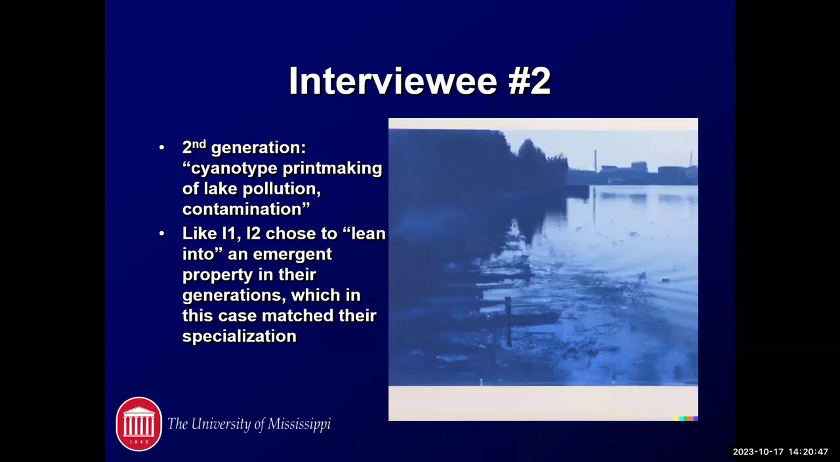You can see here their second generation, which was to add the word cyanotype to their query. Again, they chose to lean into an emergent feature that they saw in the earlier generations. And again, this also matched their specialization quite well. You can see the result there. It has the proper cyan hue now, and it also has white bands at the top and bottom, which are suggestive of a Polaroid photo, even if any photographers in the audience can see that the dimensions aren't quite right there.